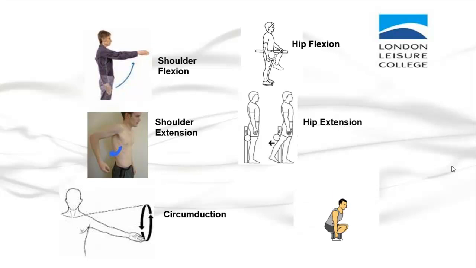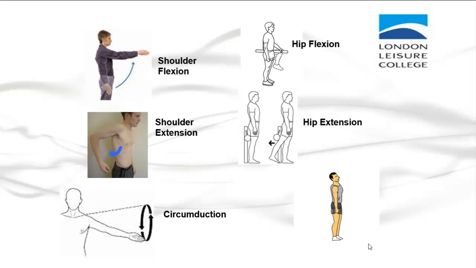So if we're looking at the diagram to the bottom right, we can see the gentleman's doing a very deep squat. So if we're looking at the hip joint, and I was going to ask you what is happening at the hip as he's going down, you can see that he's reducing the joint angle as he's going down, so he's performing hip flexion. And then as he's standing up, he's opening the joint angle, so he's performing hip extension.